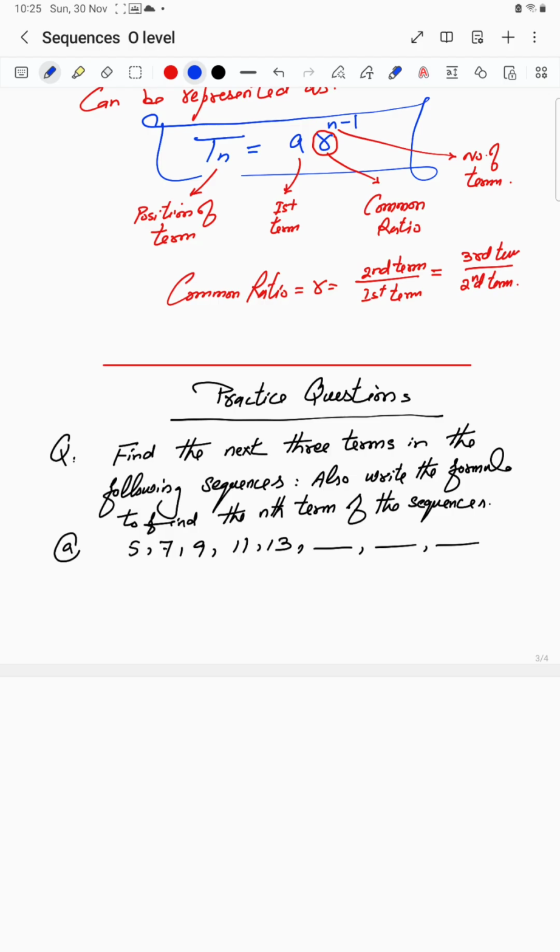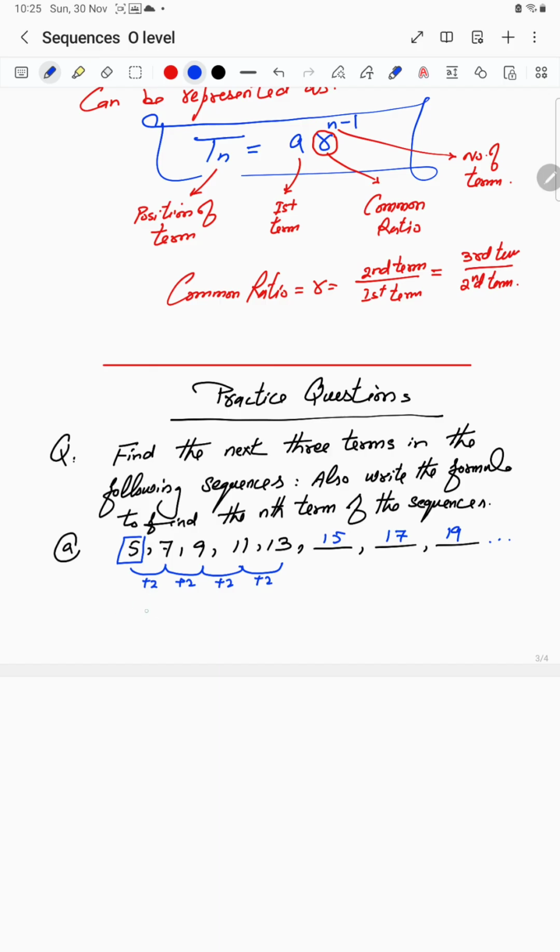So here the first term is 5, and if you add 2 to it, you get 7, then add 2 to get 9, add 2 to get 11, and 2 to get 13. Very much clear, this is the arithmetic sequence. So the next terms will be 15, then 17, then 19, and so on.